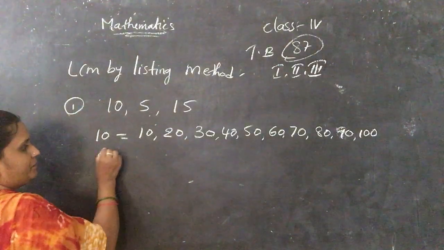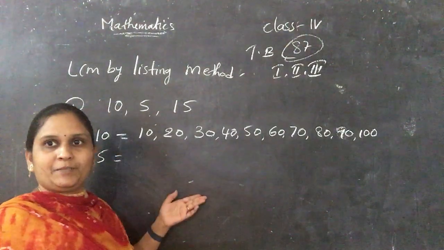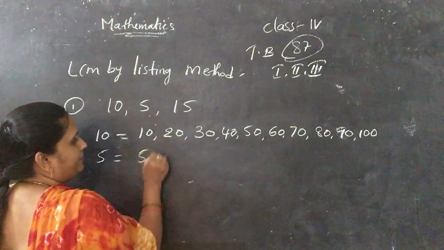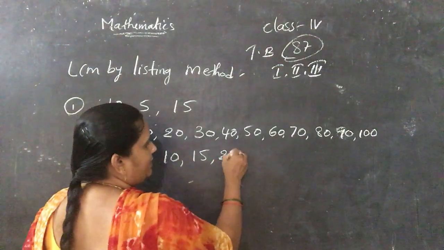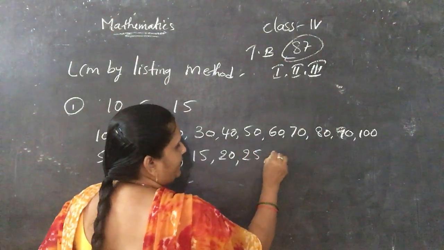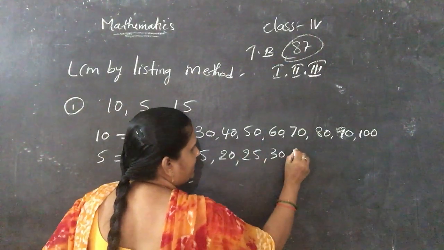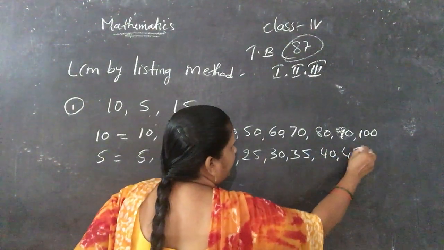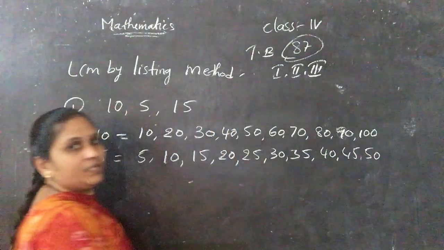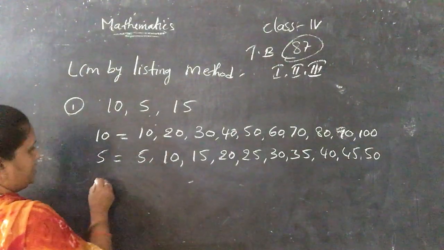Next 5. For 5 also the first 10 multiples have to be written. 5 ones are 5, 5 twos are 10, 5 threes are 15, 5 fours are 20, 5 fives are 25, 5 sixes are 30, 5 sevens are 35, 5 eights are 40, 5 nines are 45, 5 tens are 50. Over, 10 multiples. Next 15.